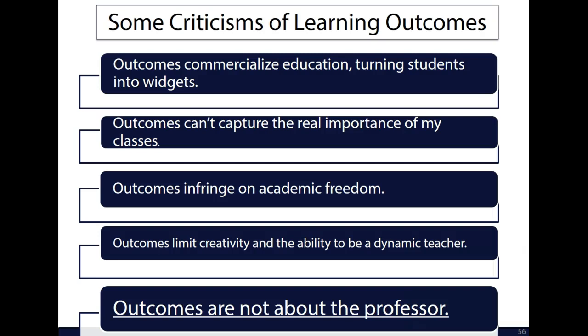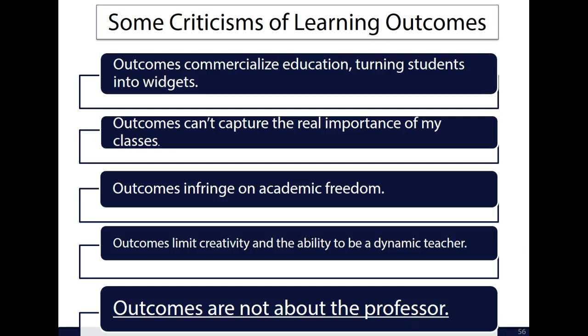Outcomes infringe on academic freedom. I don't see it, but that's a common refrain. My class is mine and I can teach it however I want. I'm not telling you how to teach your class. I am just suggesting that if you actually know the end goal, or the goals that you want students to attain, you might be able to apply your academic freedom more productively.